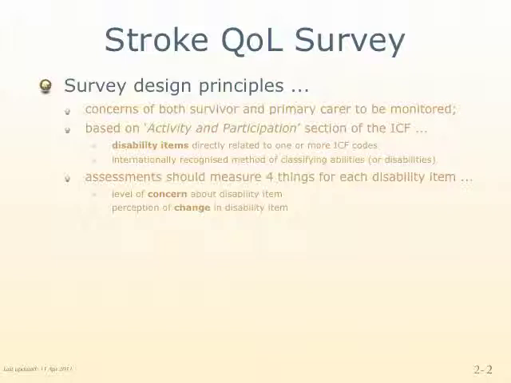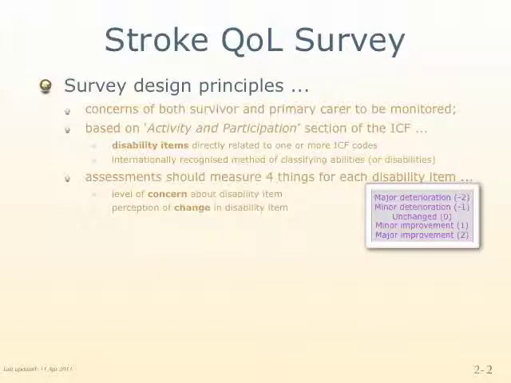Secondly, it should measure the perception of recent changes in his or her capacity to perform a particular activity. Suggested choices and scores could be major deterioration with a score of -2, minor deterioration with a score of -1, unchanged with a score of 0, minor improvement with a score of 1, and major improvement with a score of 2.